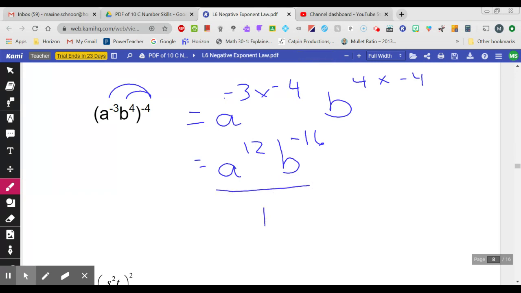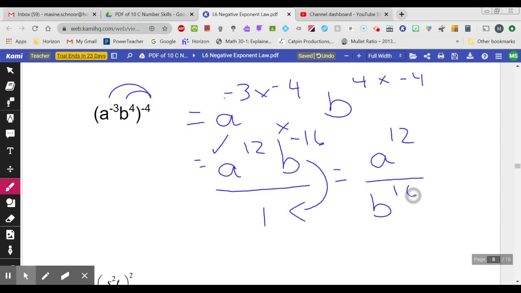Now again, imagine that over 1. So the a is good, the b is not. So leave the a^12 on the top, and the b^16 is going to go to the bottom, and now it's going to be positive. And that's your final answer.